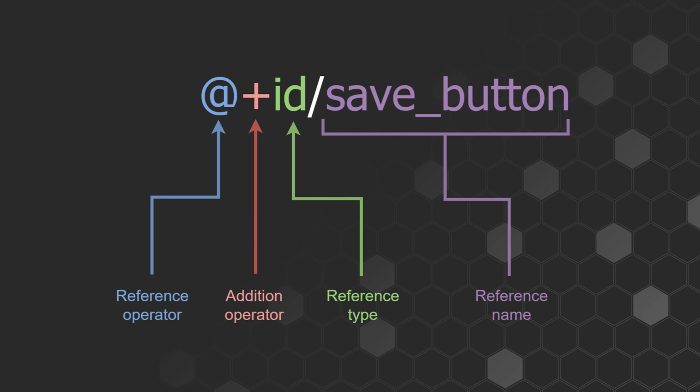The ID is the reference type, which again, things like ID, string, drawable, those are the kinds of things that you're going to see there. And everything to the right of that slash is the name of the reference. So in this case, it would be the ID of an element, or the name of a string, or the name of a drawable. That's the effective anatomy of all of these references.